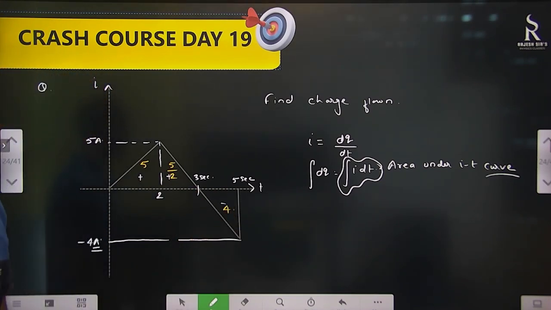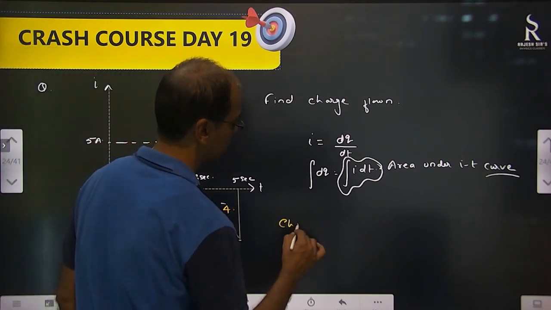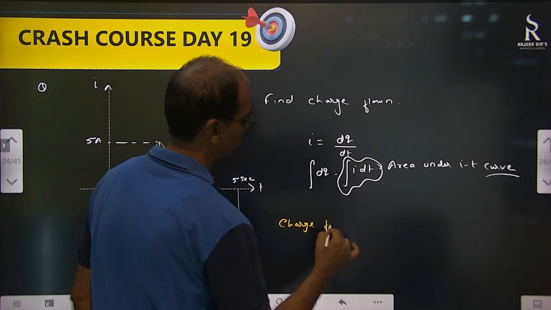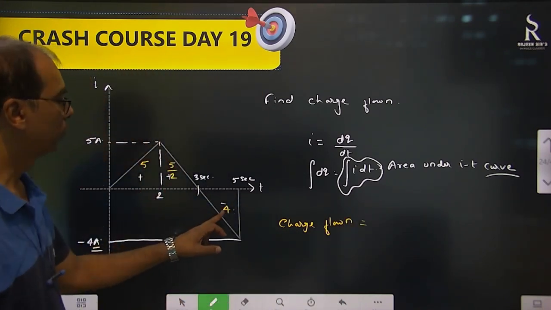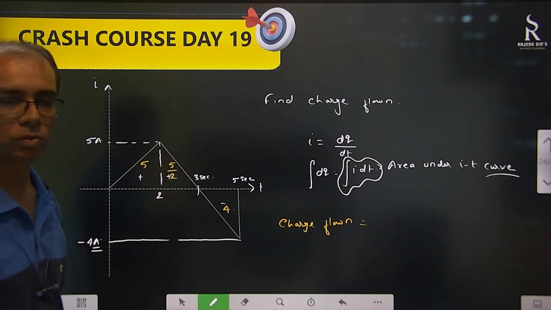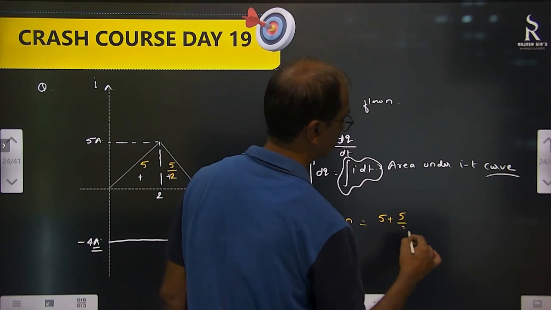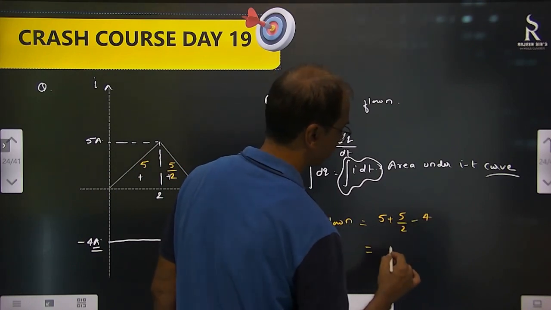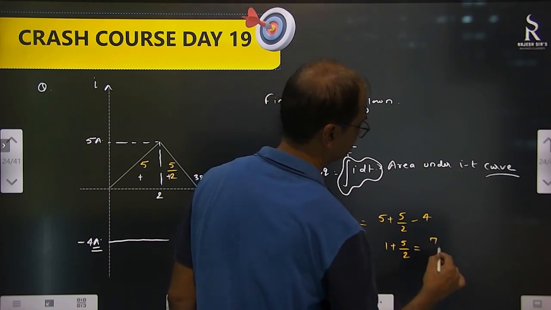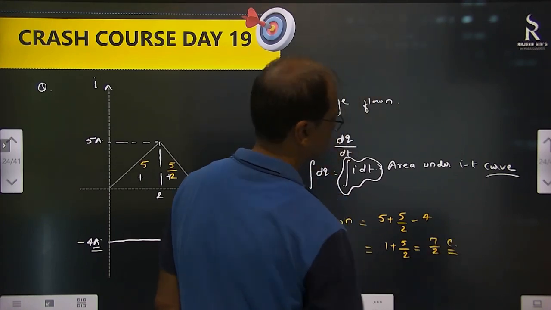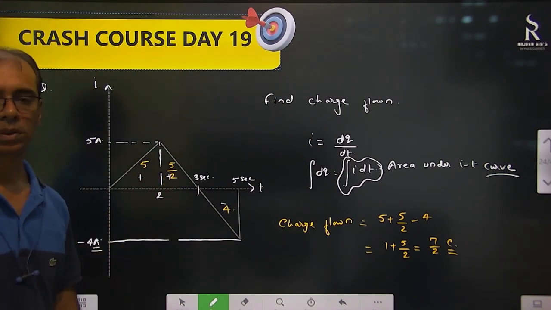So how much is the total charge flown, from one side to the other side in 5 seconds? 5 plus 5 by 2 minus 4. 5 minus 4 is 1, 1 plus 5 by 2, that is 7 by 2. So like this, we can solve the questions on graphs.